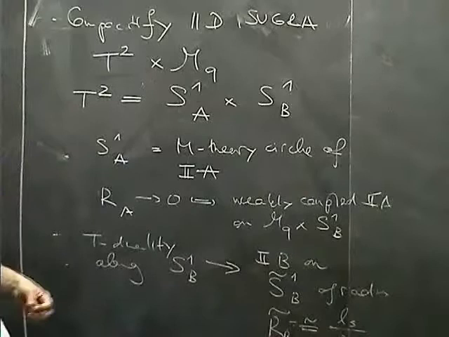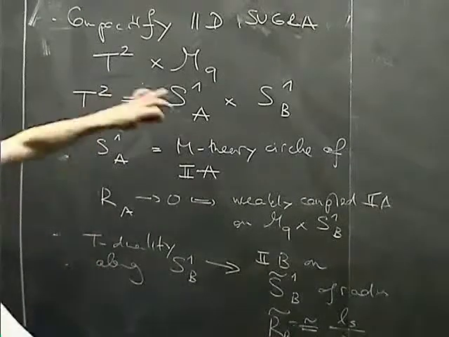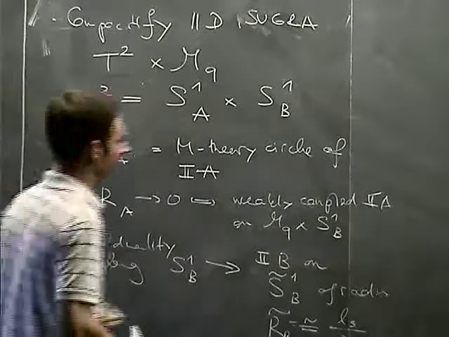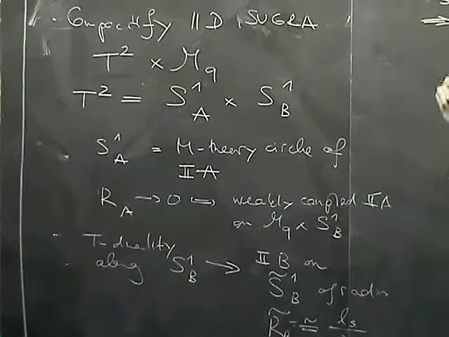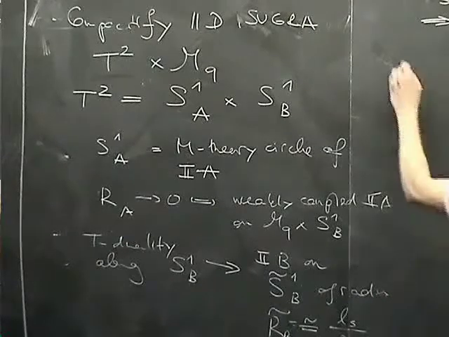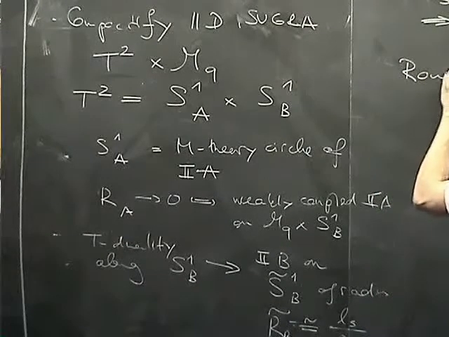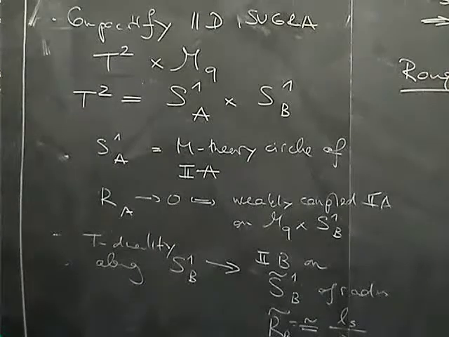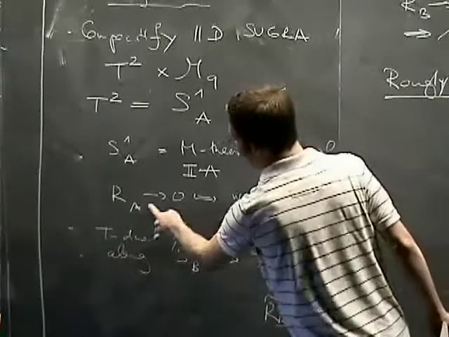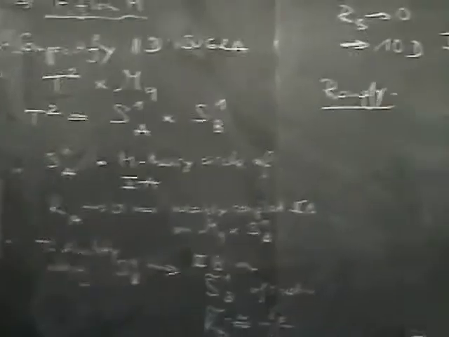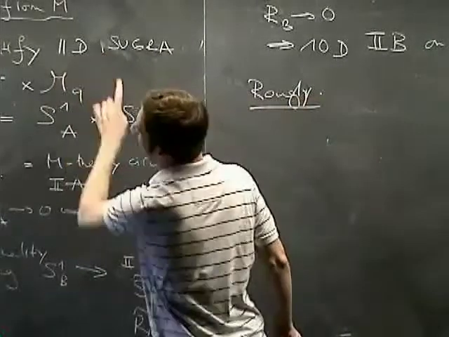So we decompactify and get 10-dimensional type 2b on M9 times R, so on M10. So as RB goes to 0, we recover 10-dimensional type 2b on M10. And the point is that, very roughly speaking, the type 2b dilaton appears as the ratio of the two radii in type 2a. Of the two radii in 11D supergravity.